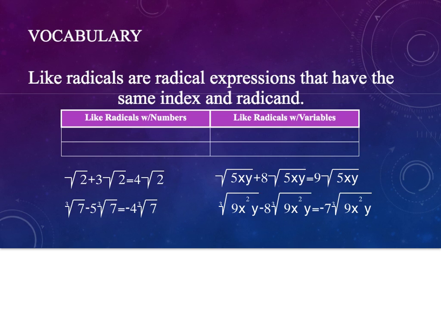If you notice in the first set, we have the square root of 2 plus 3 square root of 2 equal to 4 square root of 2. And the reason why we can add those is because their radicand is the same. Just as what's below it, the cube root of 7 minus 5 cube root of 7 will give you negative 4 cube root of 7. Alright, and the same for the other part. The only thing that's different is that those radicands also have the same variables.